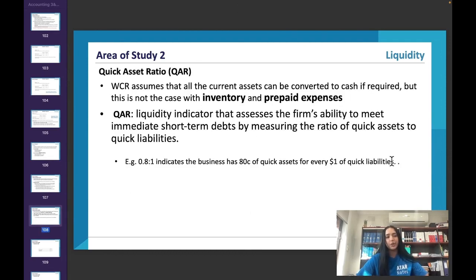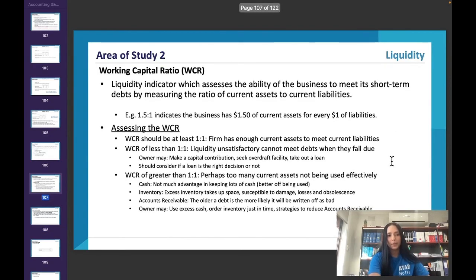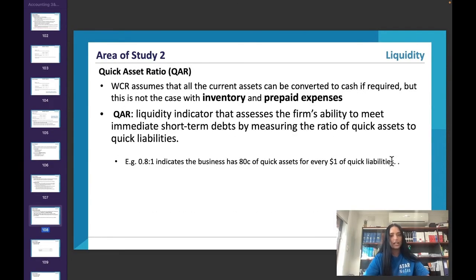Quick asset ratio assesses the business's ability to meet immediate short-term debts by measuring the ratio of quick assets to quick liabilities. So, working capital ratio was current assets to current liabilities. Quick asset ratio is quick assets to quick liabilities. And basically, the difference is if an asset can be converted into cash, then it's considered a quick asset.